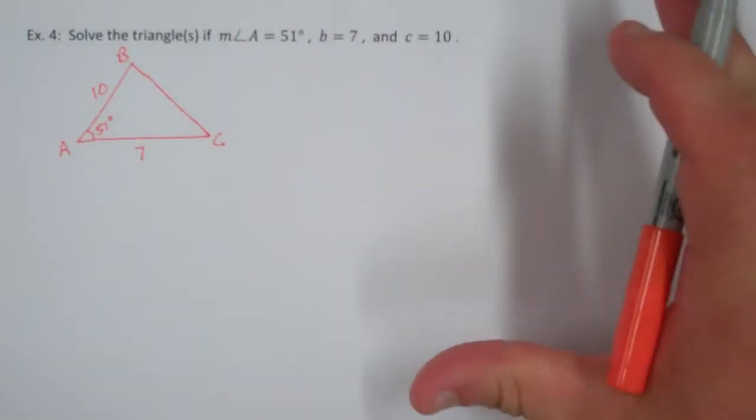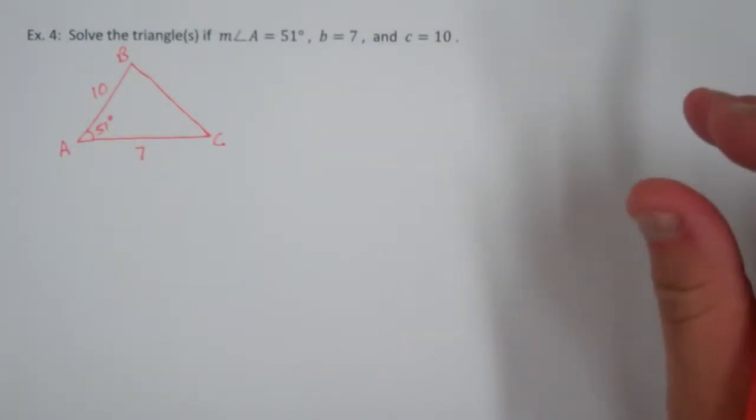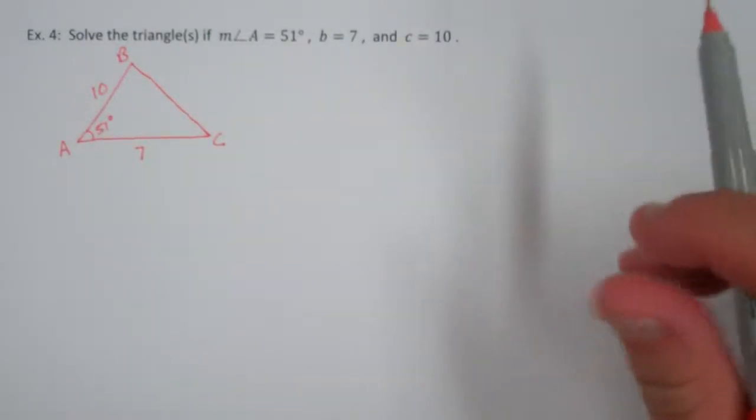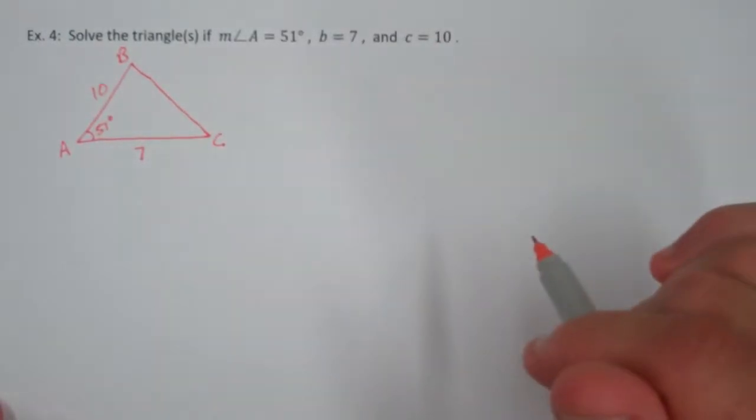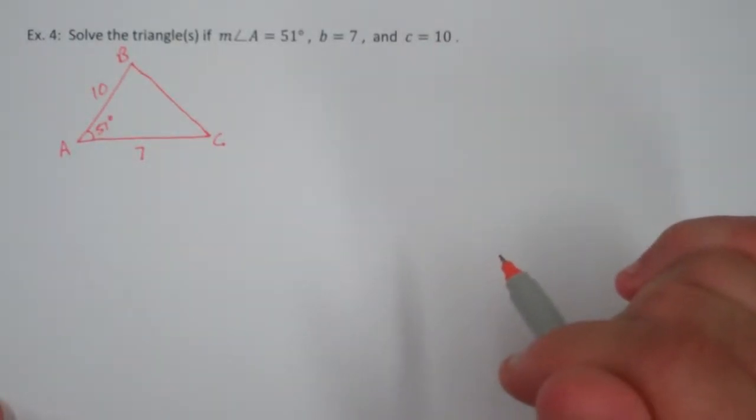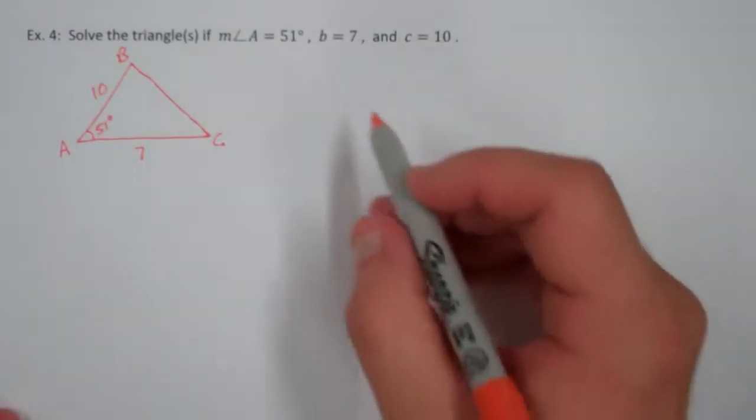And so we don't have to worry about that whole case 1 or case 2 thing, if there's 0 possibilities, 1 or 2. We don't have an angle side side, so we don't have to worry about that. There's just one case for this, or one solution.